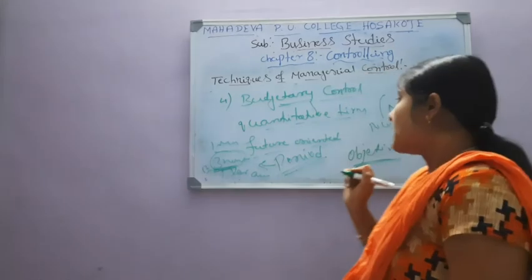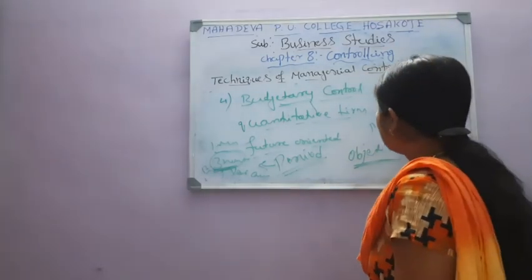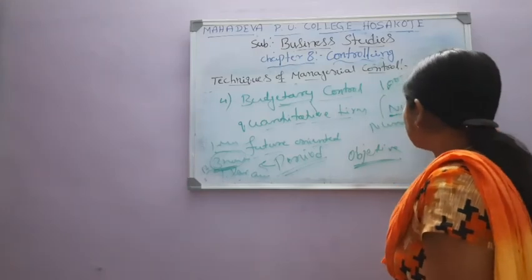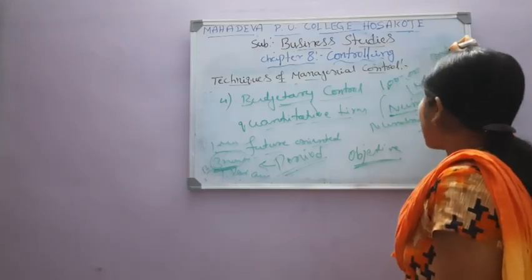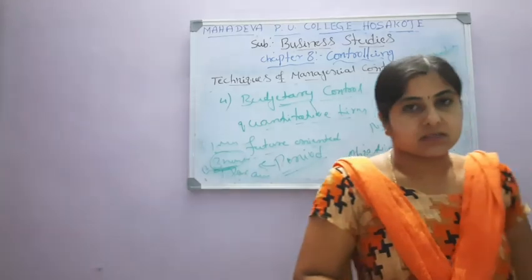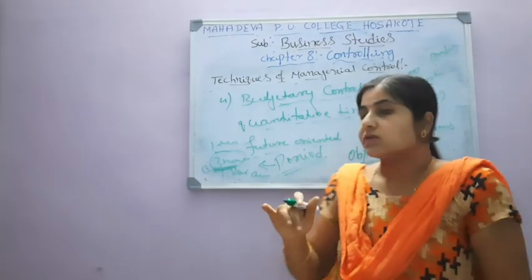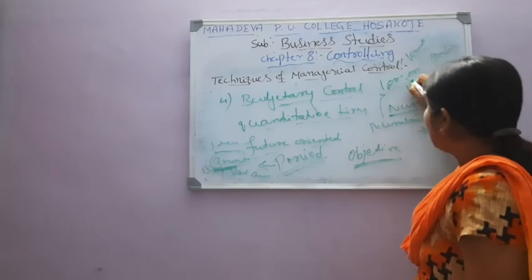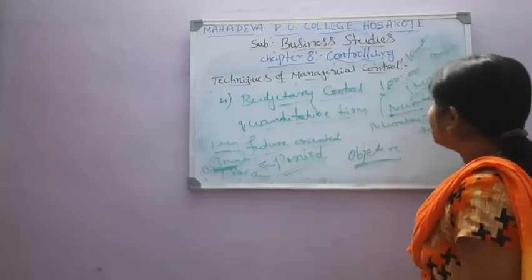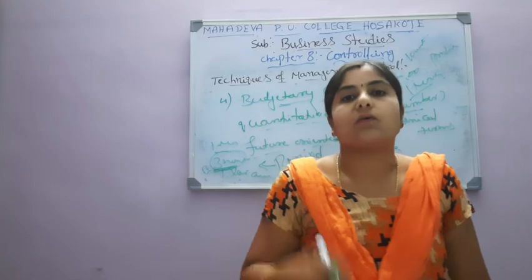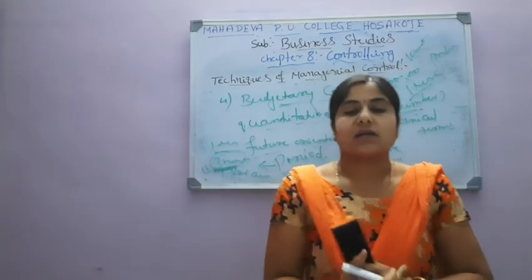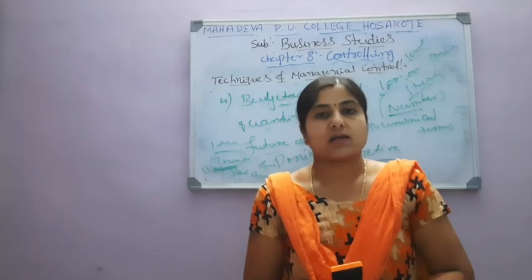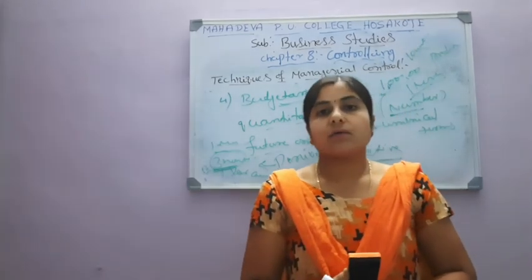Okay, for example, we spend 1 lakh rupees for a 1 month period of time for the production activity. We are producing 10 units, and we can spend 1 lakh rupees for the 1 month period. Like that only we mention these budgets. This is also one of the traditional techniques of management control.